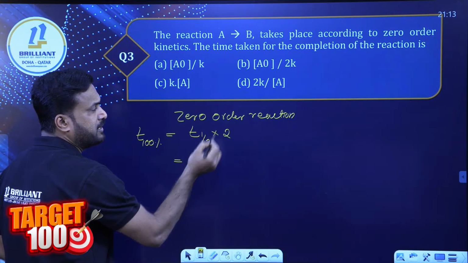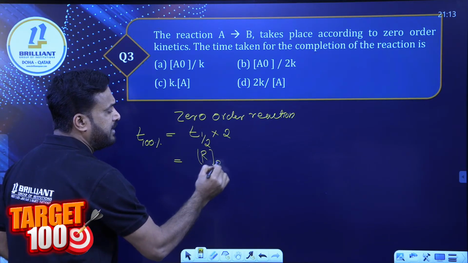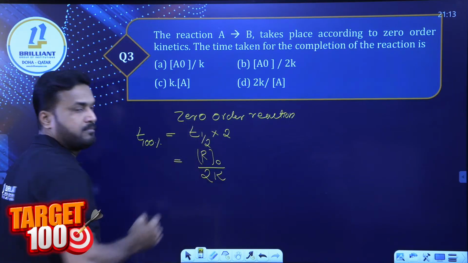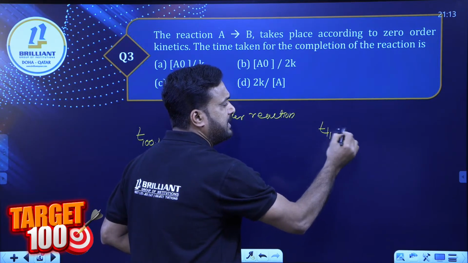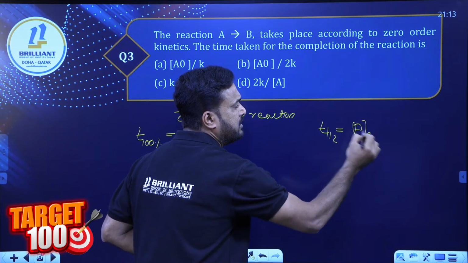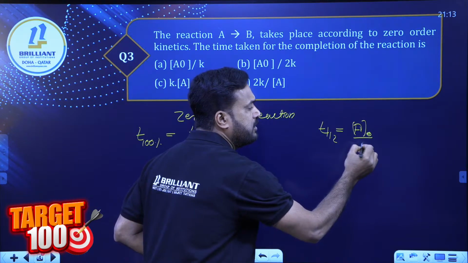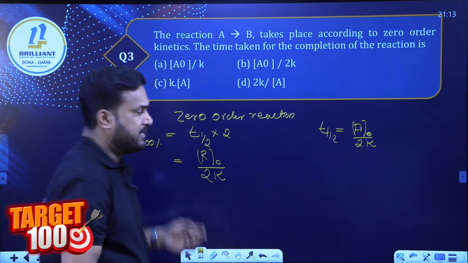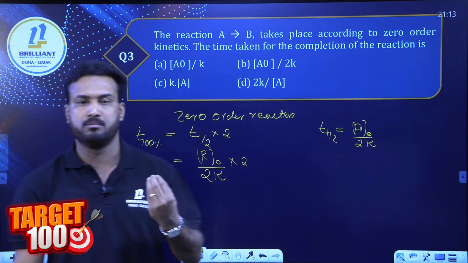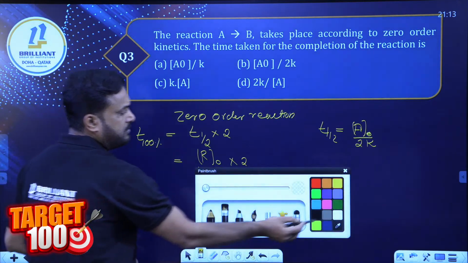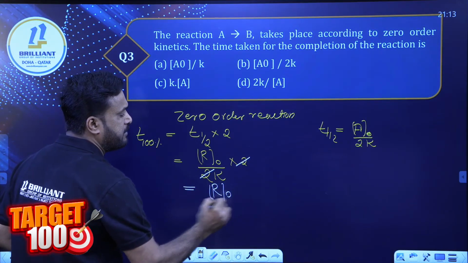And we have the T half equation I gave in the previous question: T half equation is R0 divided by 2K, or you can write A0 divided by 2K, both are the same. If you take the initial reactant as A, T half is equal to A0 divided by 2K. Then multiply by 2 because T 100% is equal to T half into 2. Hope you understood. Now we can cut 2 and 2, so it is equal to R0 divided by K.